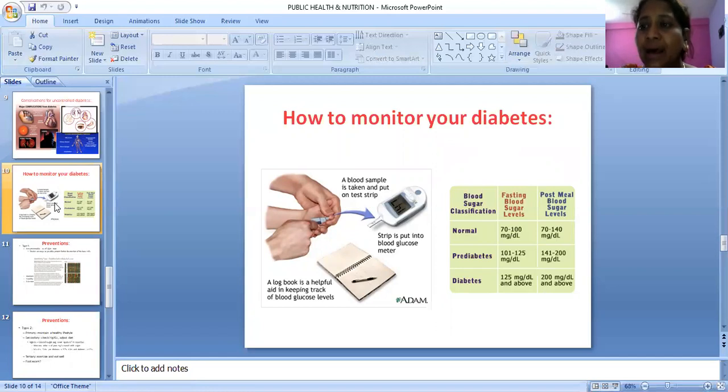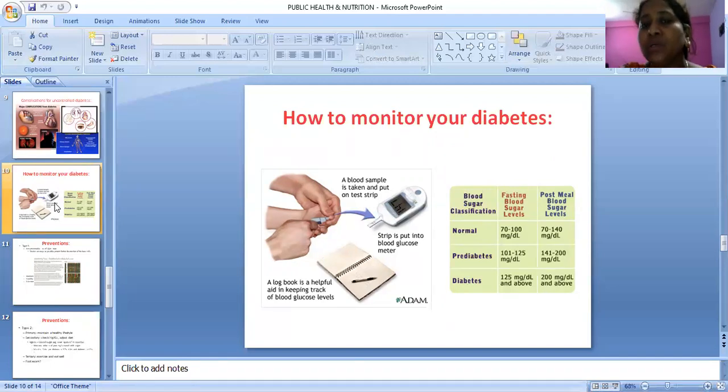Next is after having breakfast. Breakfast means after having idli, chapati, anything. That is PLBS. Okay, and random sugar. What is random sugar? If you take blood sugar at any time, that is random sugar.